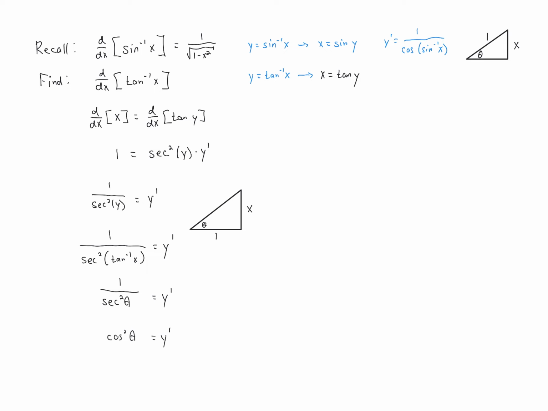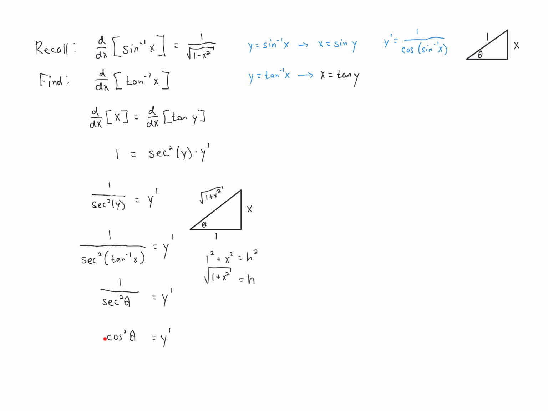Now, to figure out cosine of this angle, we're going to need to figure out the hypotenuse. And we know that the hypotenuse we can get from the Pythagorean theorem. 1 squared plus x squared equals the hypotenuse squared. If we take the square root of both sides, that tells us that the hypotenuse is equal to the square root of 1 plus x squared. So we can write root 1 plus x squared up there.